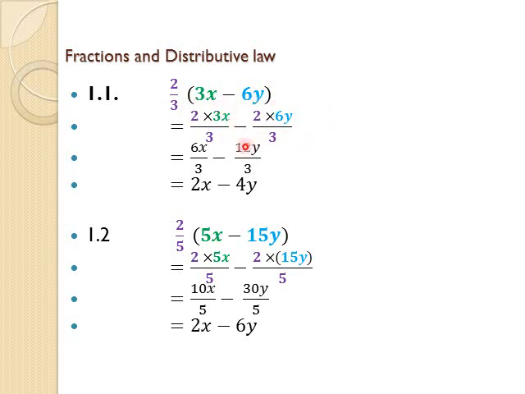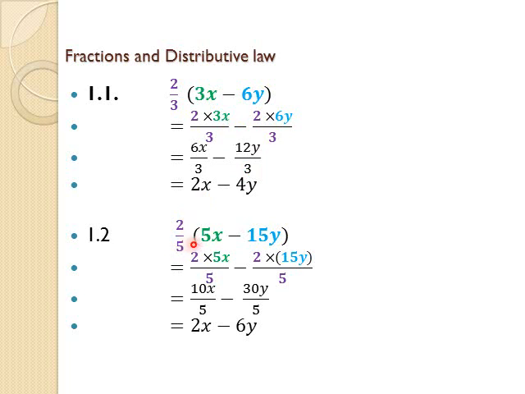I don't multiply top and bottom. There's only one value given. So 2 times 3x gives me 6x. 2 times 6y gives me 12y. Denominators are the same, so I can add the numerators or I can simplify. 6 divided by 3 gives me 2x. 12y divided by 3 gives me negative 4y. So hope you understand. Very important.